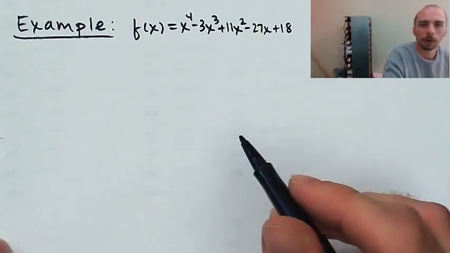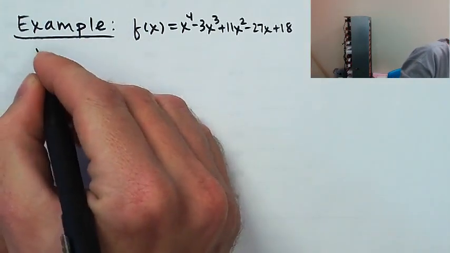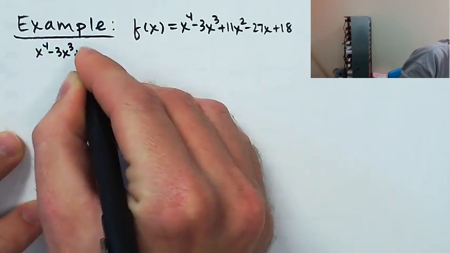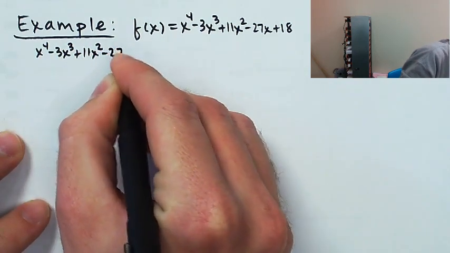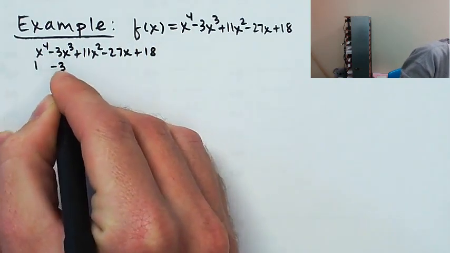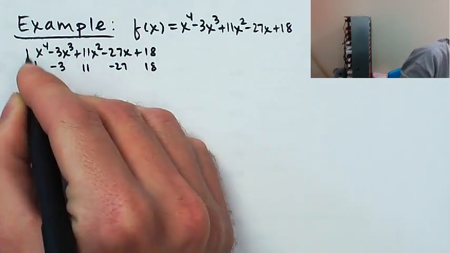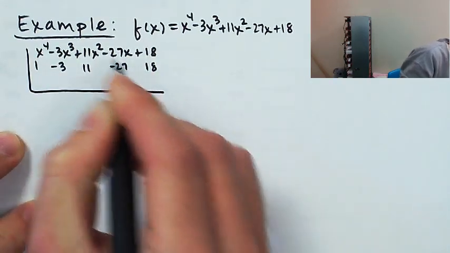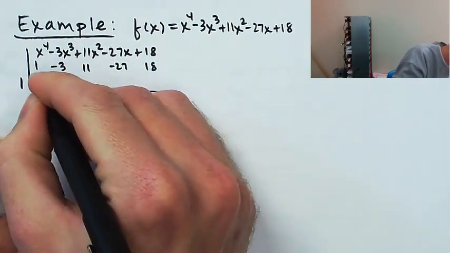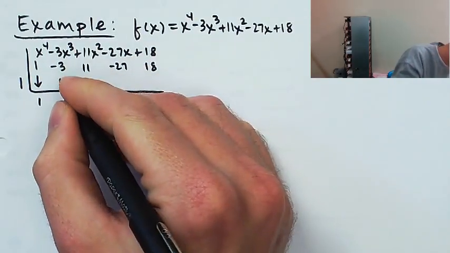We'll try 1, right? We always try 1 in this class and it usually works out for us. So I'm going to set up for synthetic division: x to the 4 minus 3x to the 3 plus 11x to the 2 minus 27x plus 18. I'm going to copy in the coefficients, and I'm going to try plugging in x equals 1, because why not? I know 1's going to work. I've delivered this lesson twice already. I know that 1's going to be a good guess for me.